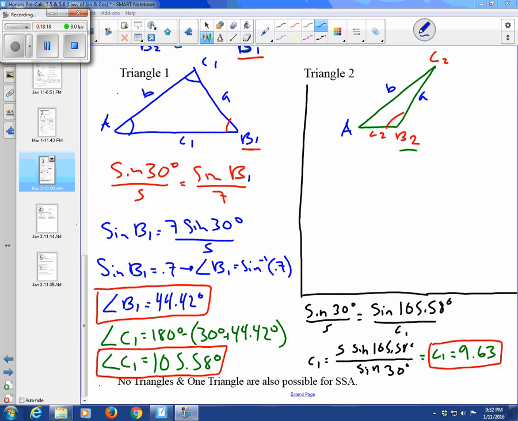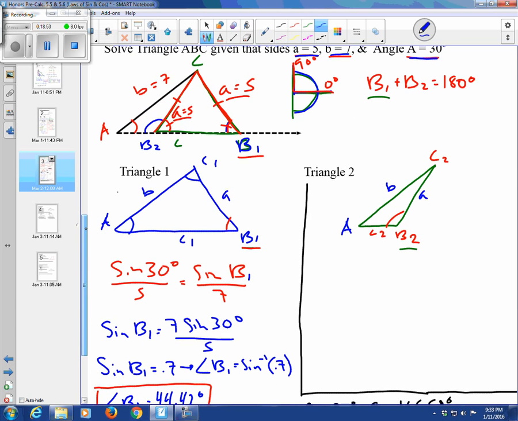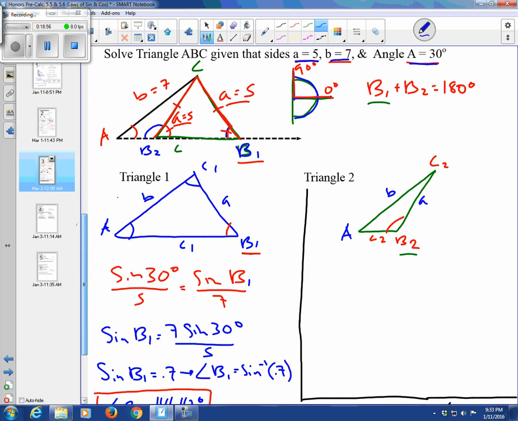Then we can use our original ratio of sine of 30 degrees over 5 with sine of angle C over side little c1 to solve for little c1. Multiply little c1 on both sides, and then multiply by the reciprocal of sine of 30 degrees over 5, and that gives us 5 sine of 105.58 degrees over sine of 30 degrees, which gives us c1 as 9.63. Okay, so we've solved our first triangle. That's the first possible triangle we would get from these dimensions with side-side-angle.